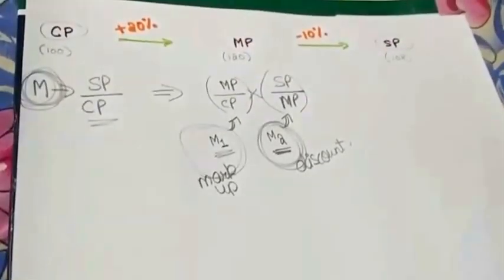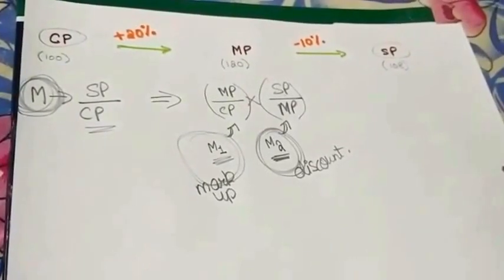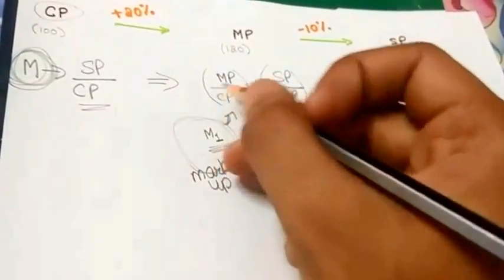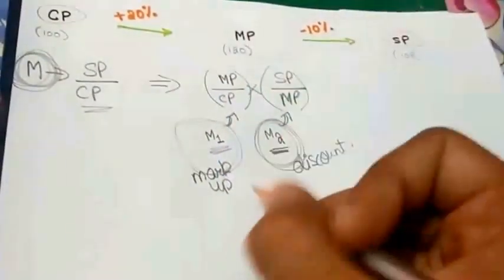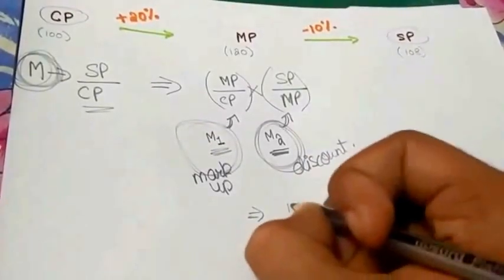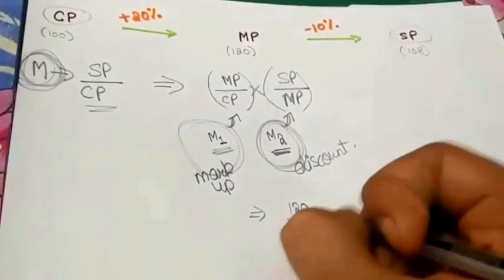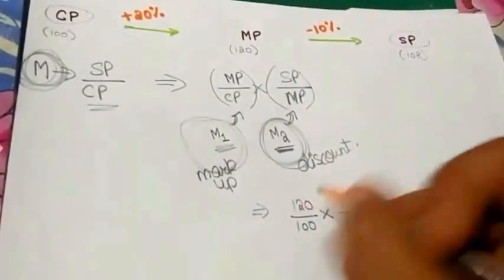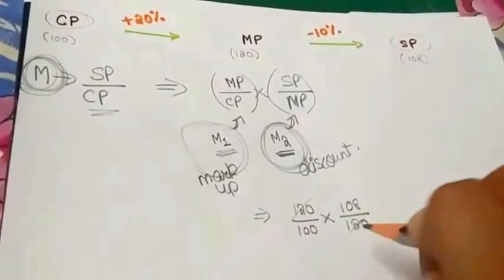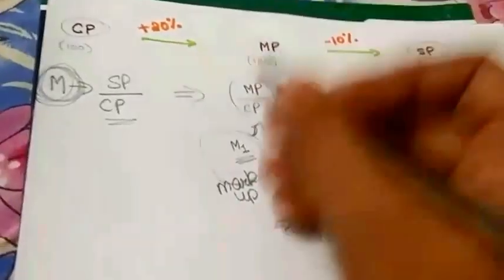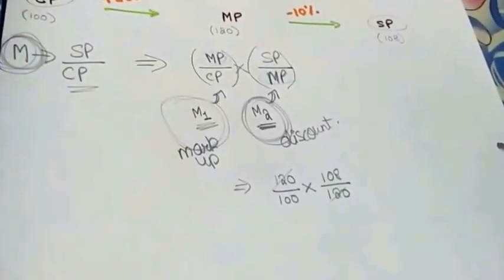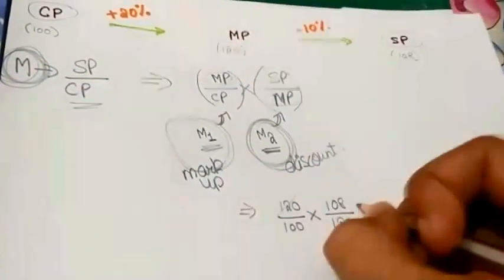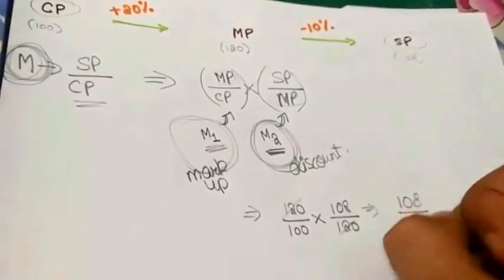Let's take this example, in which we have the actual values. Our MP is 120, CP is 100, and SP is 108. So we have 120 divided by 100 into 108 divided by 120. Of course, this MP, this 120, cancels out, because we multiplied and divided by MP. So when we use the actual values, it cancels out and we are left with 108 by 100.